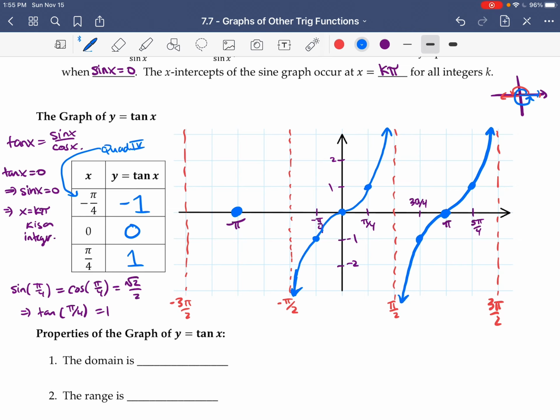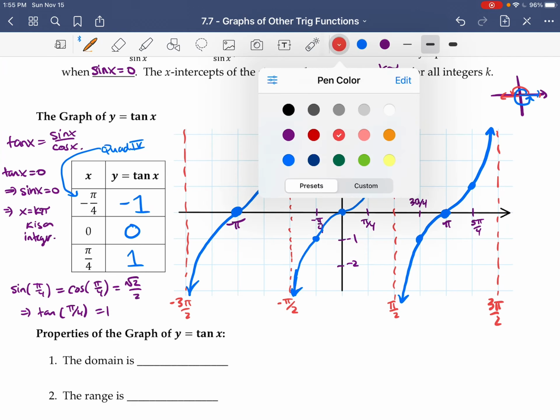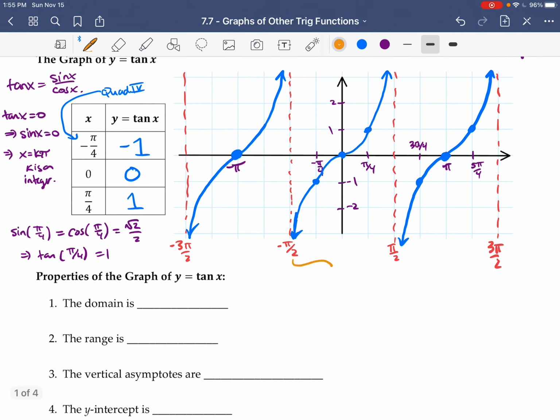So we just keep having the same graph like this. Okay, so that's what our graph of tan looks like. Now notice, I'm just going to switch colors here. So this is one period, or one cycle of our graph. And notice that it goes from negative pi by 2 to pi by 2. So that means that it has length of pi instead of 2 pi. So that's a little bit different from the sine and the cos.